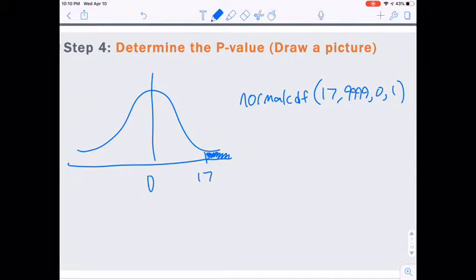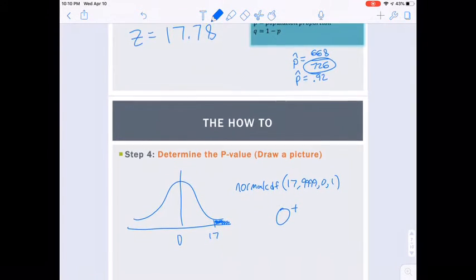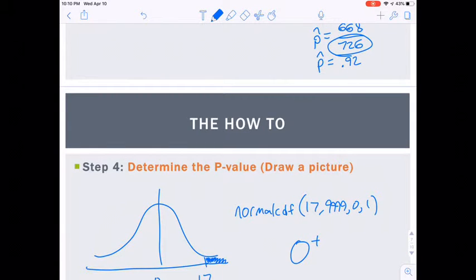And my calculator says 4.35 e to the negative 65th. So that means you'd have 64 zeros before you write your first digit. Okay? That's why we're going to call this 0 plus. You're going to reject this at any level. It's a ridiculously low probability. Meaning that there's pretty much no chance that you're going to get 726 babies with 92% of them being girls if something weird isn't happening.